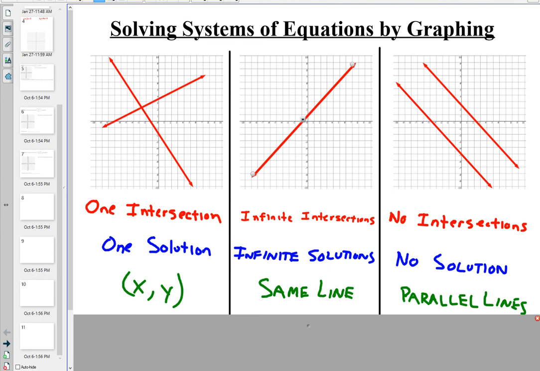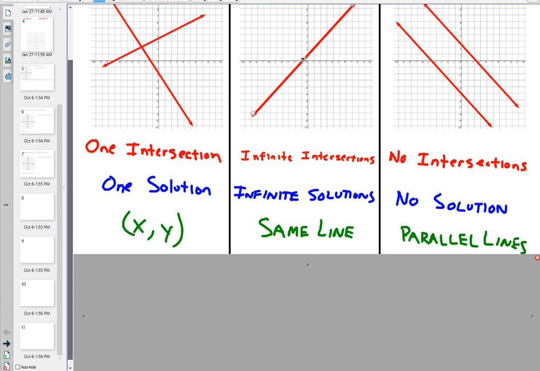Now, if they're going to cross once, you can't tell me where they cross until you graph it. But before you graph anything, by the fact that they're both in slope-intercept form, you can tell me what type. So does anybody want to take a wild guess how you could tell me before you graph anything when you have one intersection? Yes, Hiram?